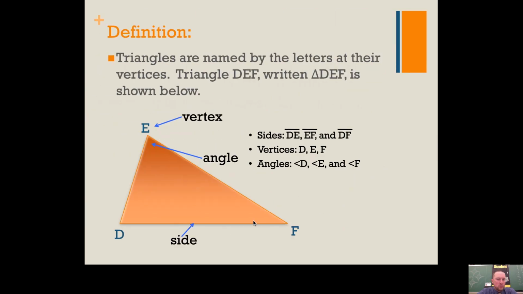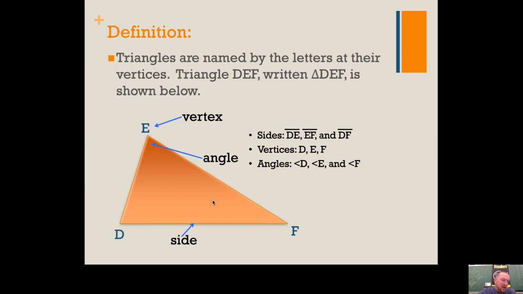So here's a triangle. The three vertices, or vertexes, of the triangle would be these 3 points, D, E, and F. Your three sides of the triangle would be segment DE, segment EF, and segment DF. And your three angles of the triangle would be angle D, angle E, and angle F.